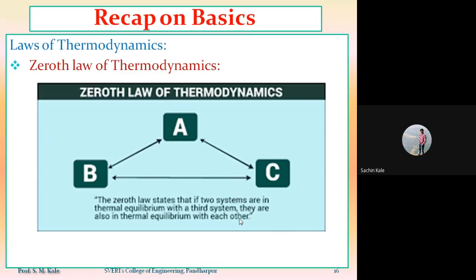Related to the 0th law of thermodynamics, if we consider any 3 bodies which are in thermal equilibrium, and A and B are in thermal equilibrium with C, then according to the 0th law, A and B will also be in thermal equilibrium with each other. So the statement of the 0th law of thermodynamics: if 2 systems are in thermal equilibrium with a third system, then they are also in thermal equilibrium with each other.